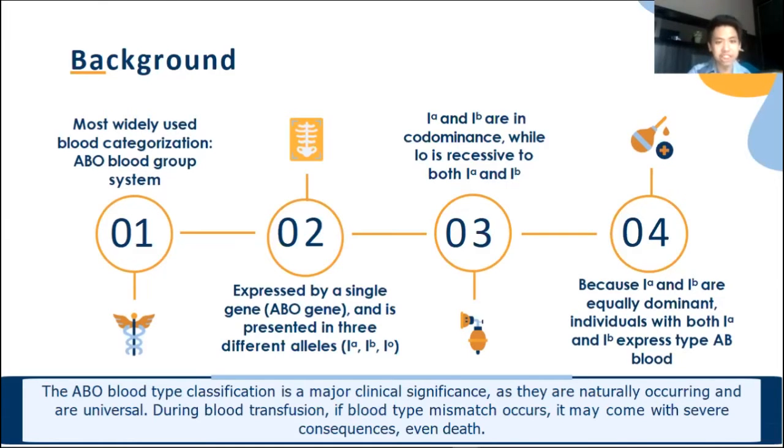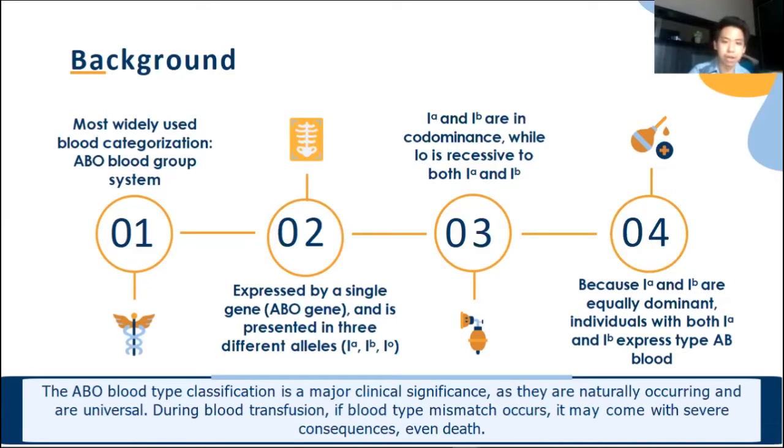The gene itself presents in three different alleles, IA, IB, IO, where I stands for the term isoagglutinogen. The gene encodes an enzyme, glycosyltransferase, which is responsible for modification of carbohydrates in blood surface antigens. As the name implies, IA codes for type A antigens, IB codes for type B antigens, and IO codes for type O antigens. IA and IB are in codominance, while IO is recessive to both IA and IB.